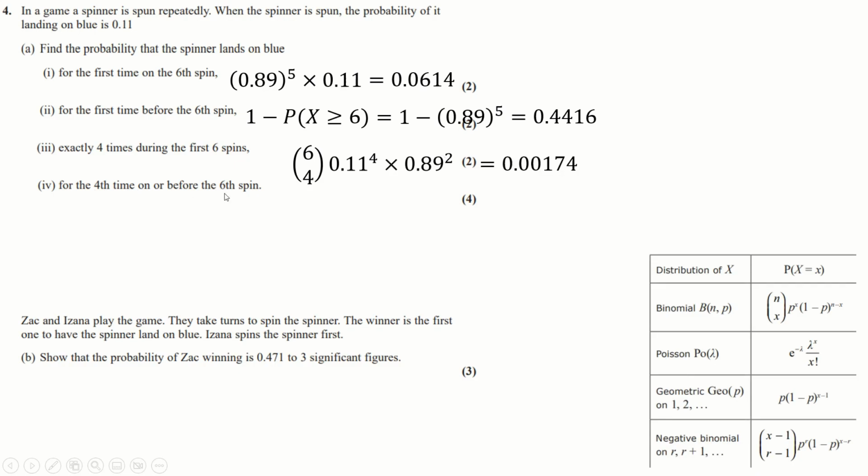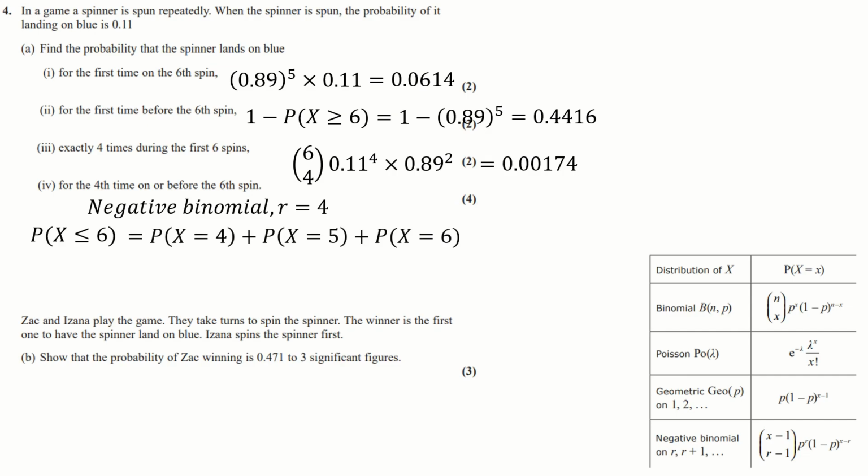So what we can just say is the probability of that is the probability of getting it on 4 spins plus the probability of getting it on 5 spins plus the probability of getting it on 6 spins. We can just add up those cases, right? Because you can't get it in under 4 spins, because you need to do 4 spins at least. So it's just the probability of these, and it's negative binomial.